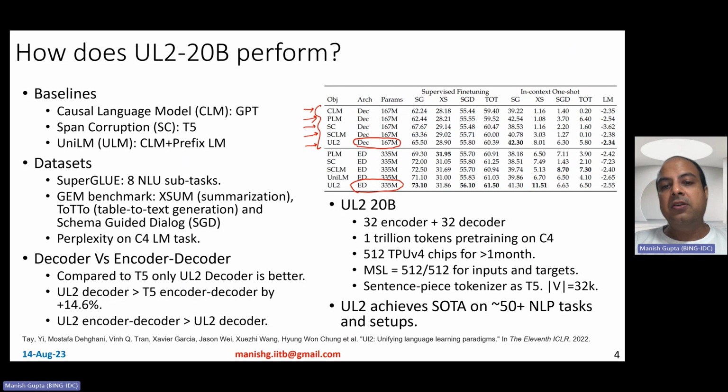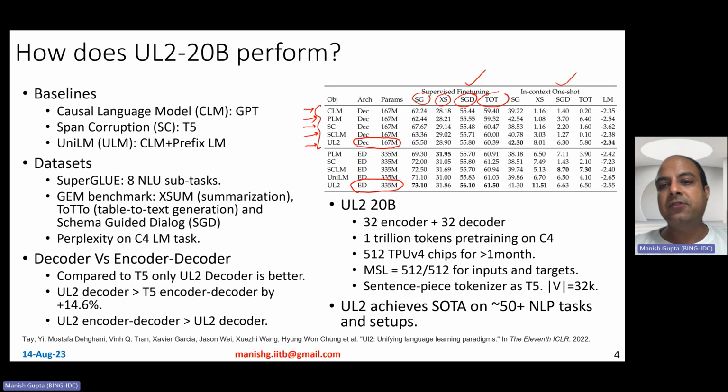Okay. Now, what you observe is that here, of course, the results are shown for supervised fine tuning and in context one shot. So in context learning is also being experimented using the UL2 model. There are 4 data sets on which these accuracies are measured. SG is SuperGLUE, which is a combination of 8 different natural language understanding tasks.